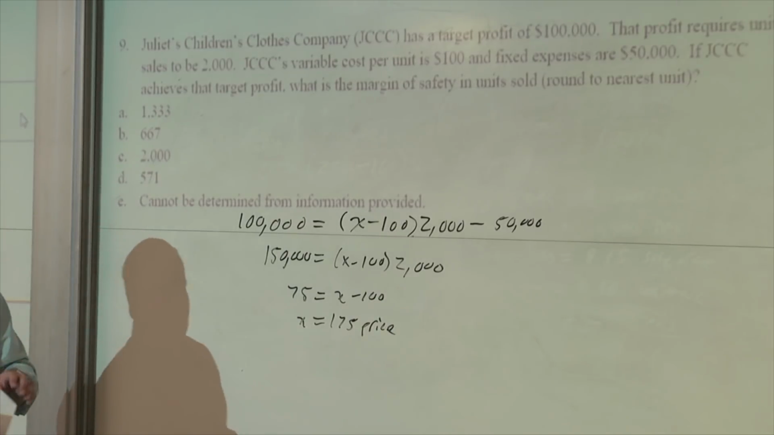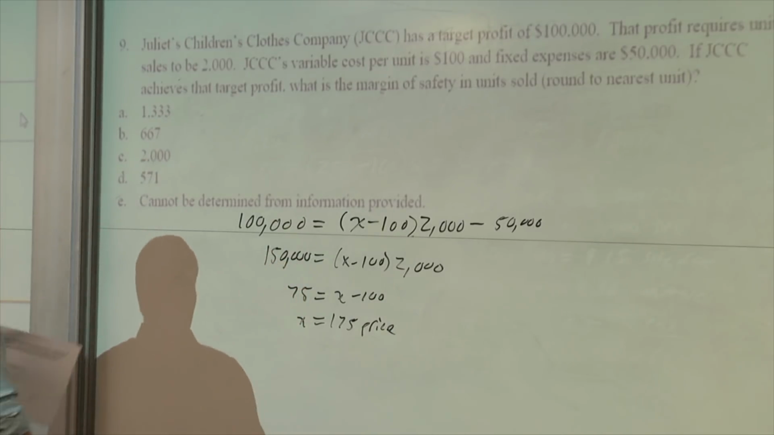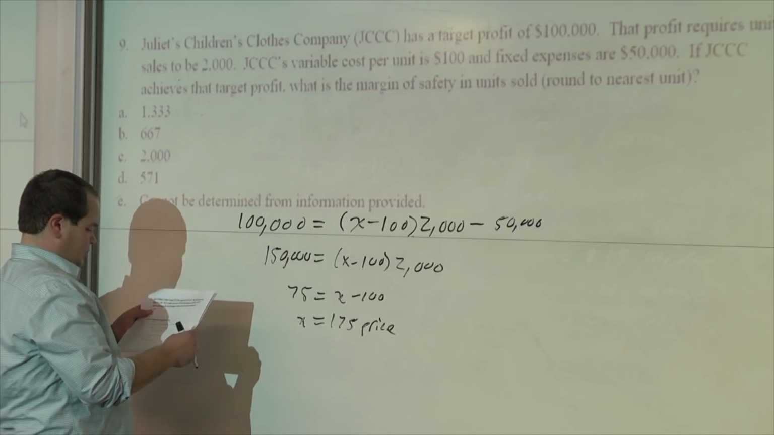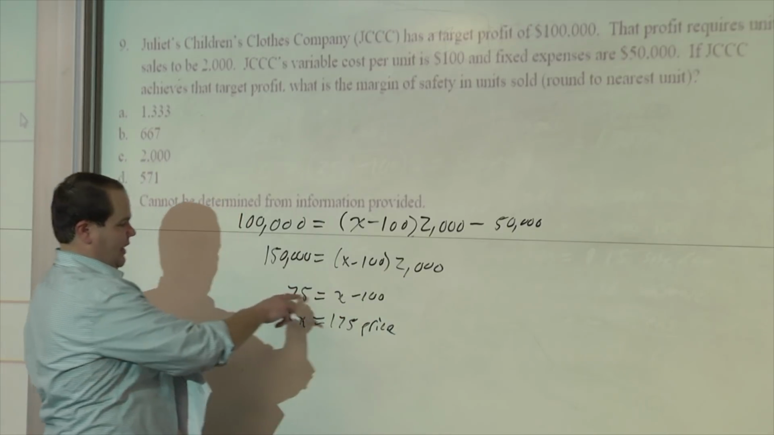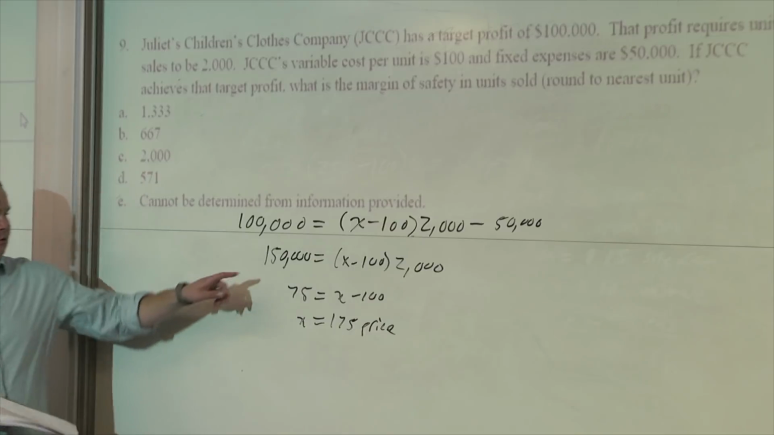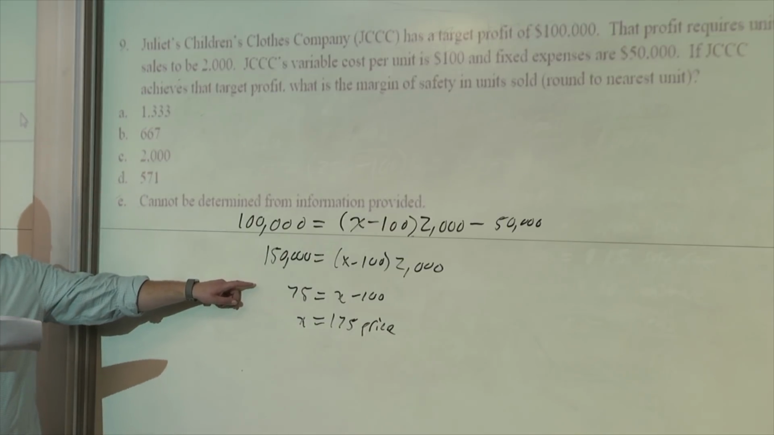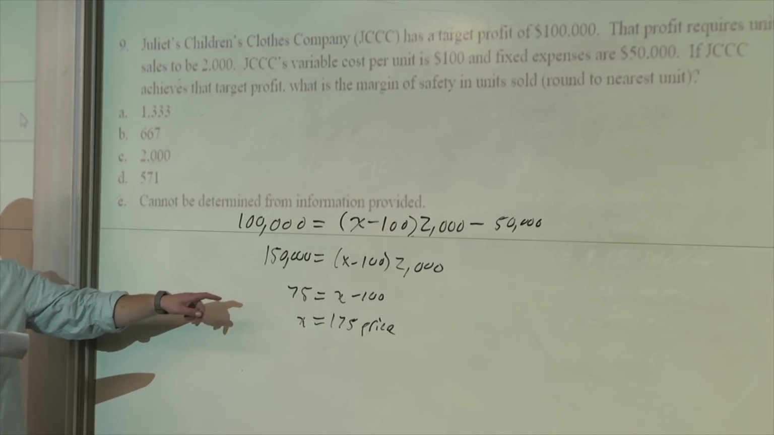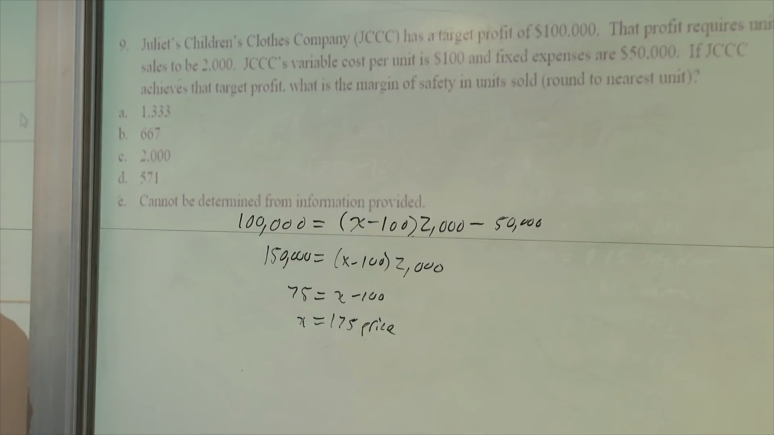Yeah? 20,000 to the right side, right? And then it's supposed to be 50,000. I divided the 2,000 into the 150,000. That's right, right? Yeah. Okay.